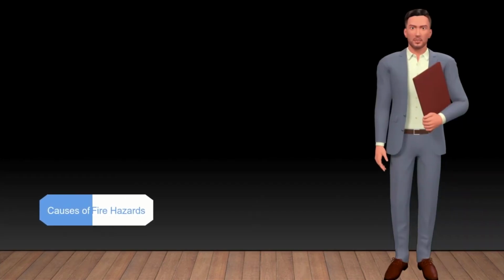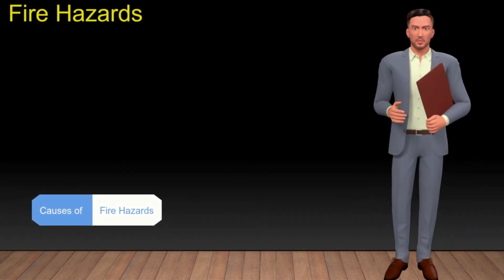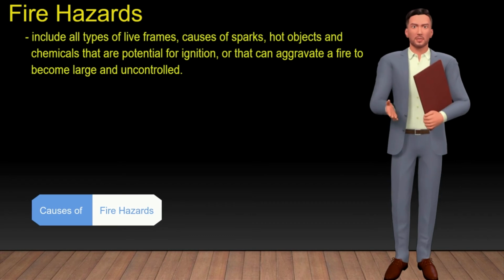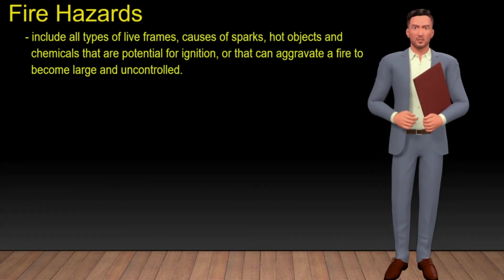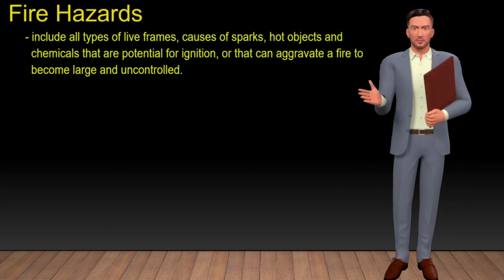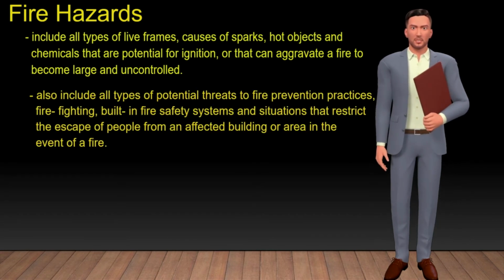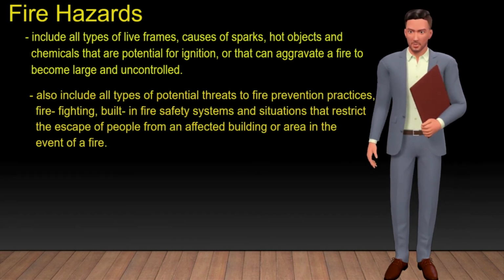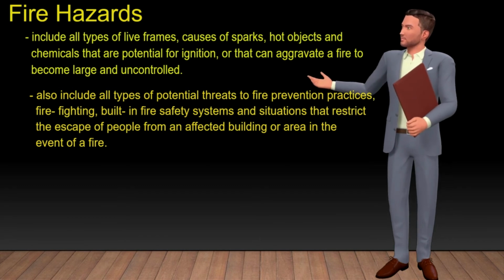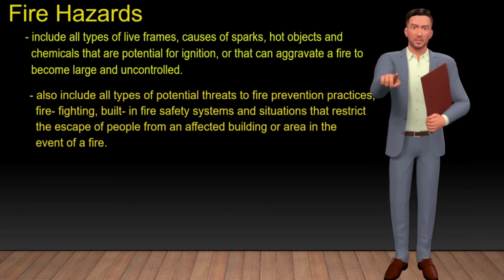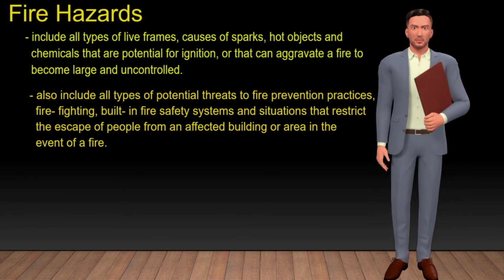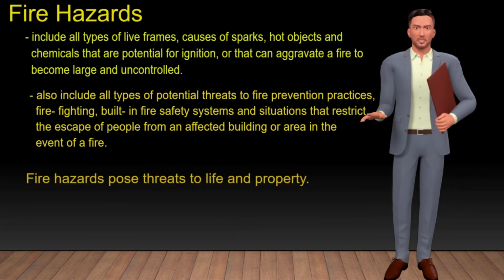Causes of fire hazards. Fire hazards include all types of live flames, causes of sparks, hot objects and chemicals that are potential for ignition, or that can aggravate a fire to become large and uncontrolled. Fire hazards also include all types of potential threats to fire prevention practices, firefighting, built-in fire safety systems, and situations that restrict the escape of people from an affected building or area in the event of a fire. Fire hazards pose threats to life and property.